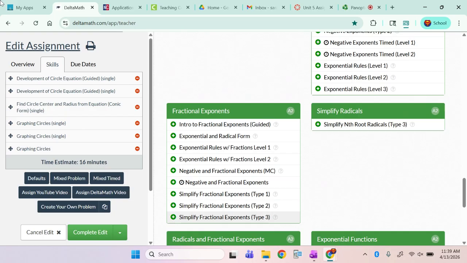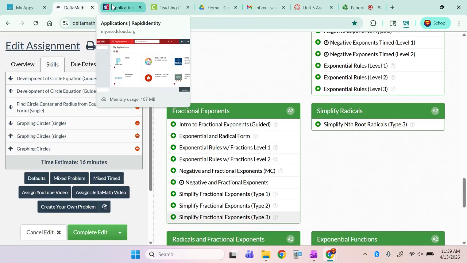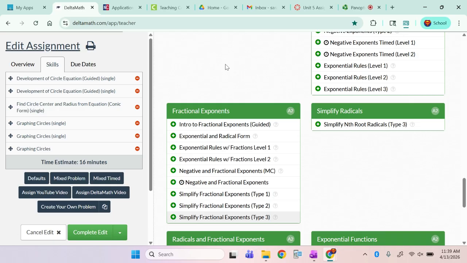All right. So again, I'm at the 6.1 Intro to Circle Equations on Delta Math. We're going to be doing a bunch of these together.